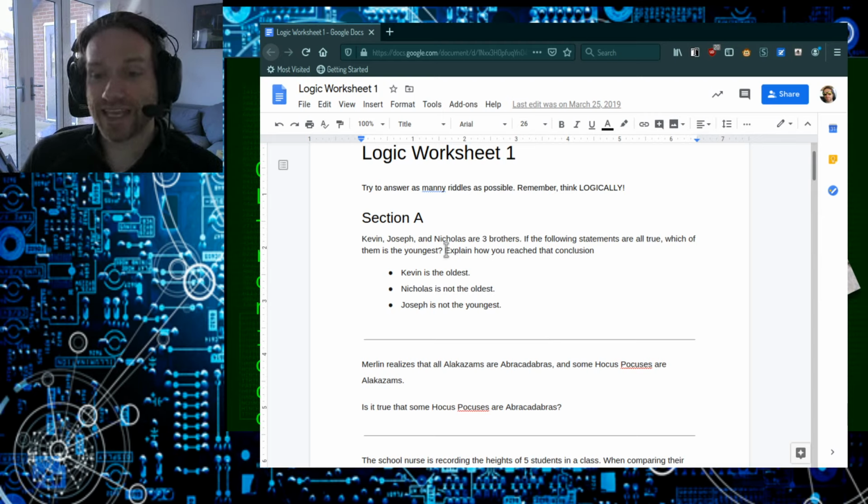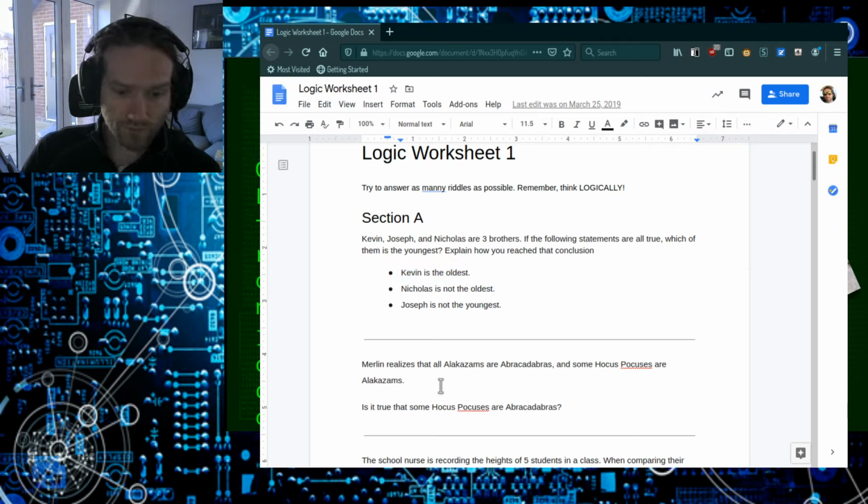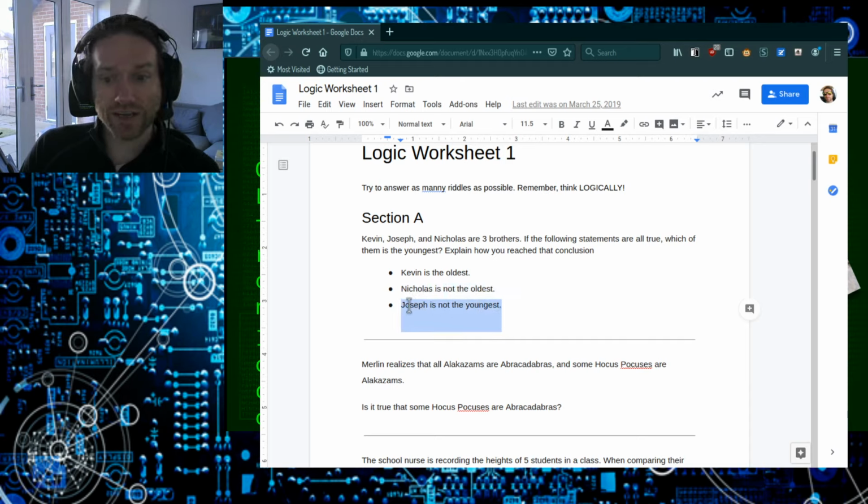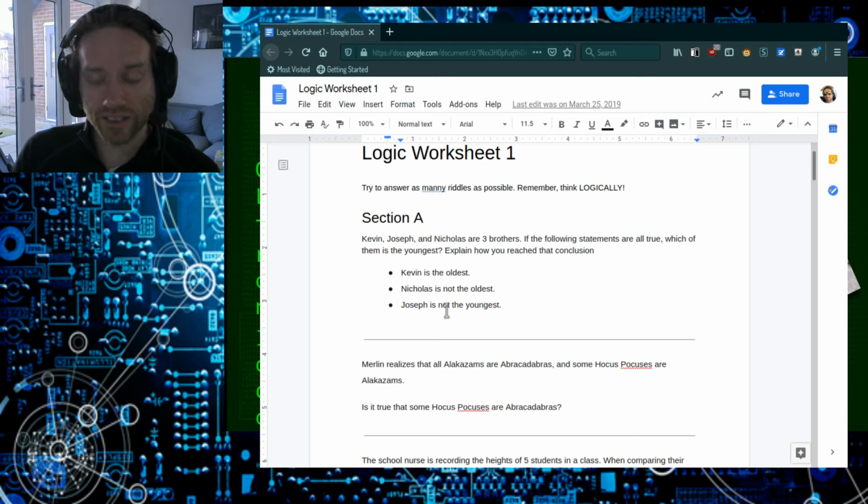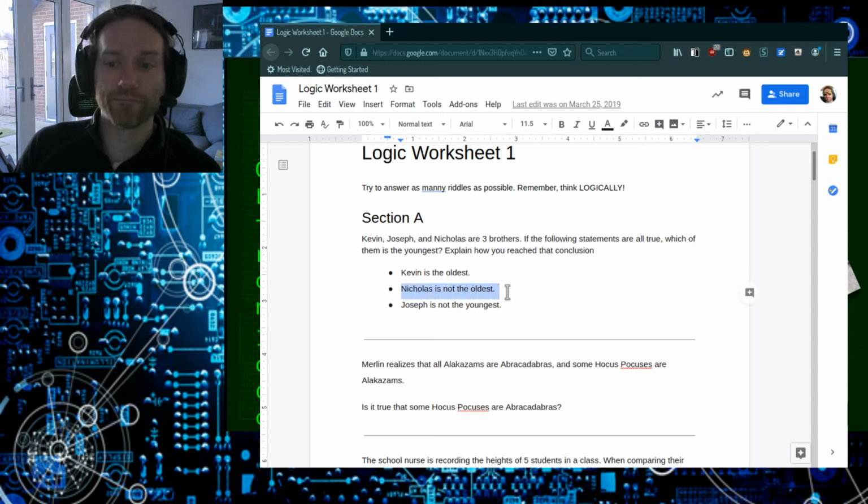So let's have a look at this. Kevin, Joseph, Nicholas are three brothers. We want to find out who is the youngest. Kevin is the oldest. It straight up tells us Kevin is not the one. Okay? Nicholas is not the oldest, so Nicholas could be the youngest. Okay? So it's out of Nicholas and Joseph. And then the third thing says Joseph is not the youngest. Therefore, Nicholas must be the youngest. Does that make sense?